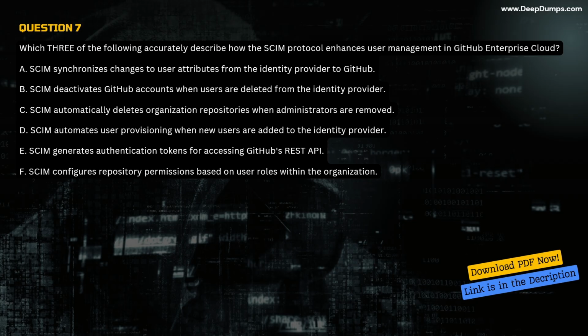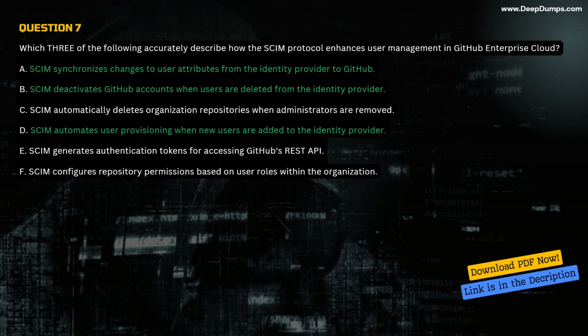E. SCIM generates authentication tokens for accessing GitHub's REST API. F. SCIM configures repository permissions based on user roles within the organization. Correct answer: A, B, and D.